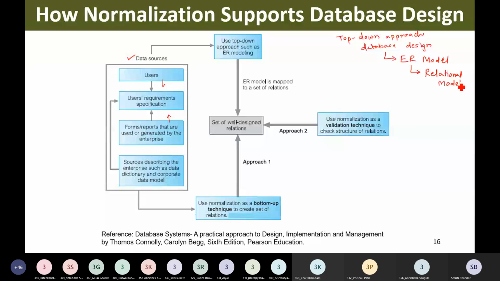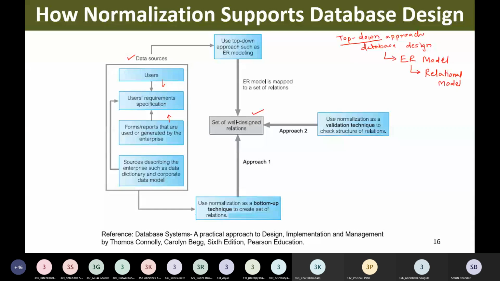Right? So this is the approach that we have followed. This approach is known as the top-down approach. What we did is we used the ER model, and then the ER model is mapped or converted to a set of relations, and we come up with a set of well-designed relations.